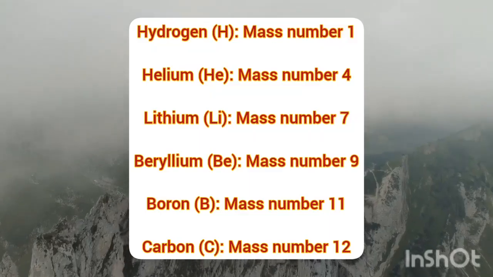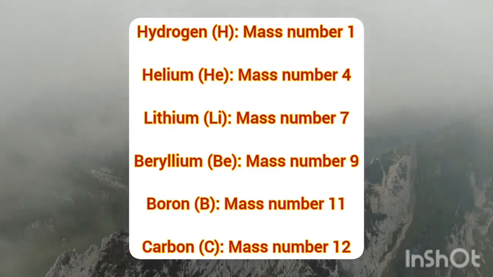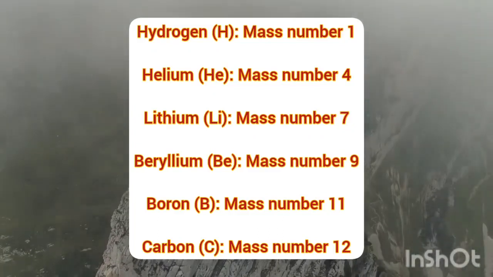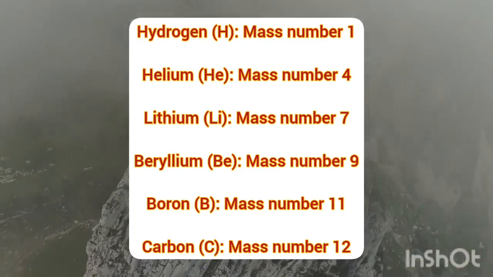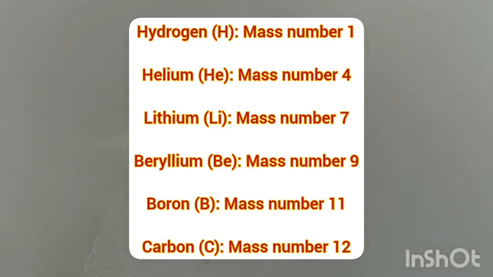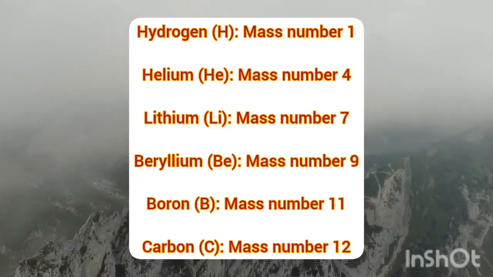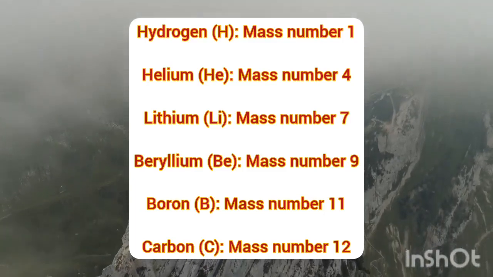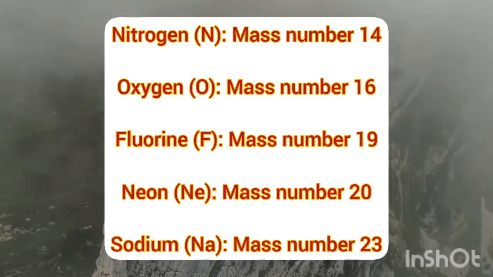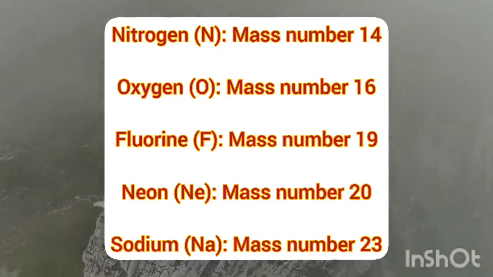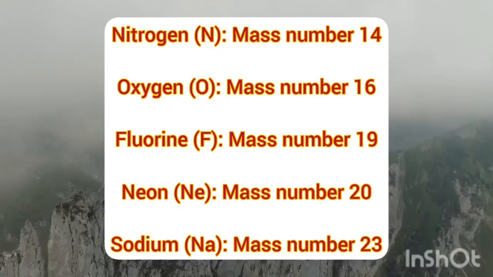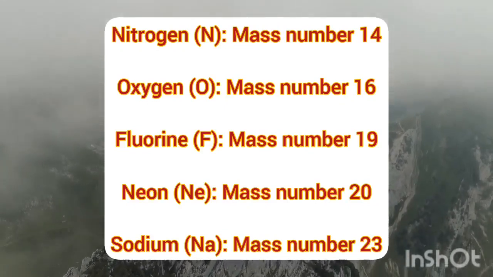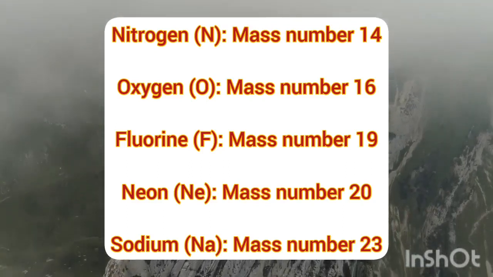The first 20 elements. Hydrogen, H, mass number 1. Helium, He, mass number 4. Lithium, Li, mass number 7. Beryllium, Be, mass number 9. Boron, B, mass number 11. Carbon, C, mass number 12. Nitrogen, N, mass number 14. Oxygen, O, mass number 16. Fluorine, F, mass number 19. Neon, Ne, mass number 20.